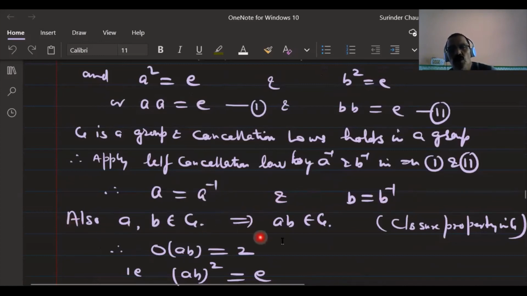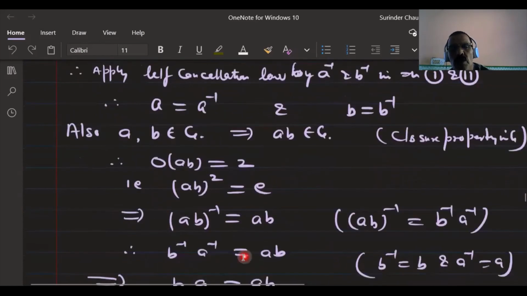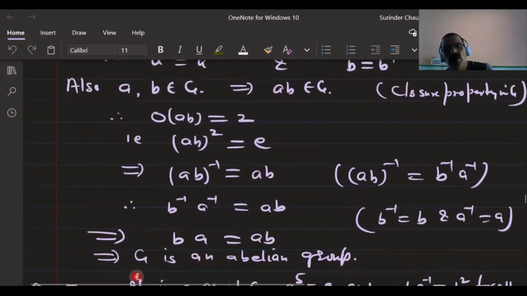Also A belongs to G, therefore AB belongs to G by the closure property, A into B belongs to G. Order of AB belongs to G, therefore order of AB is equal to 2. So AB square is equal to E, so AB is equal to AB inverse. We have proved in the group that the inverse of a product is in reverse order. So AB inverse is equal to B inverse into A inverse. Put the value of B inverse equal to B, A inverse equal to A. This implies AB is equal to BA.